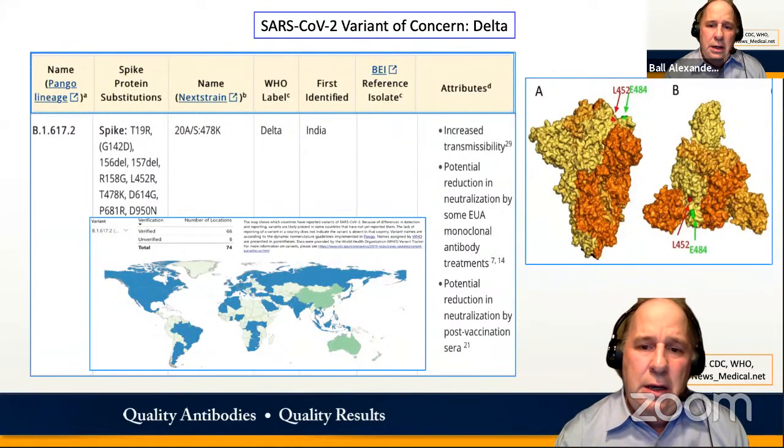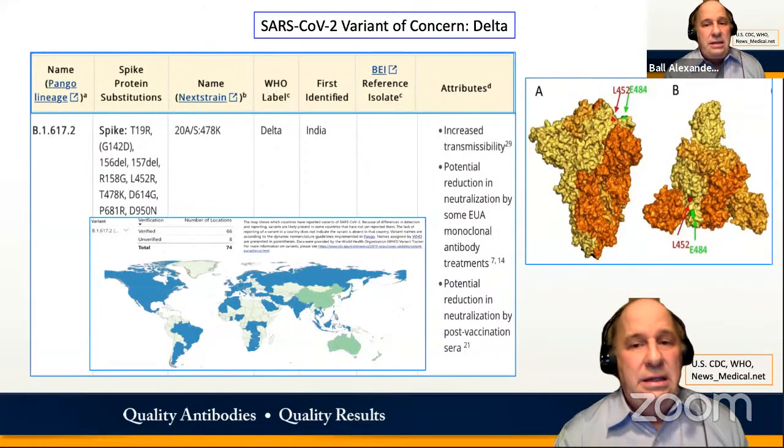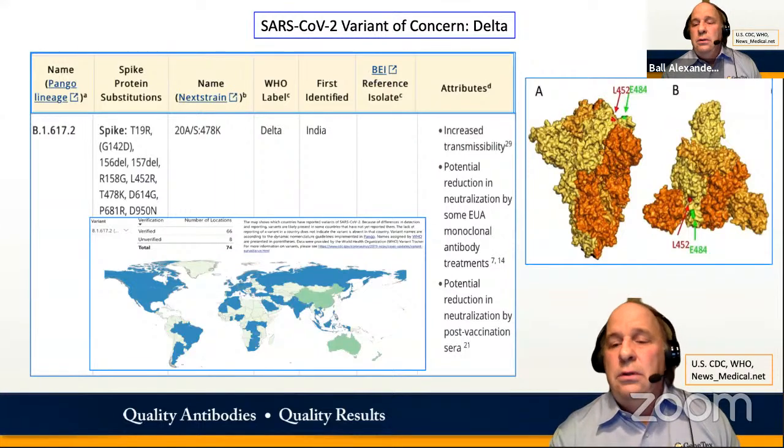Delta has increased transmissibility. There is a potential reduction in some of the responses to monoclonal antibody therapies, as well as a decrease in neutralization by post-vaccination sera. So that's what's concerning. This is very new. As data is still coming in, we have some preliminary data that certain of the vaccines are effective against Delta, but for the other vaccines, that data still needs to be developed.